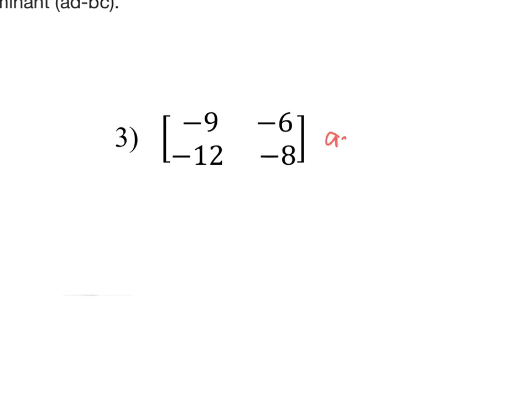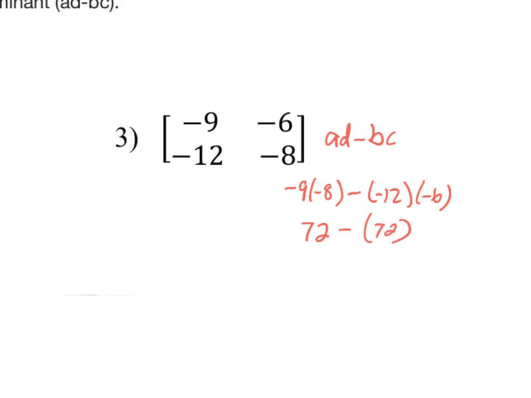Here, same thing. I'm going to do A times D minus B times C. So my majors are negative 8 times negative 9 minus negative 12 and negative 6. Negative 8 times negative 9 is positive 72 minus negative 12 times negative 6 is positive 72. So I get 72 minus 72. My determinant equals 0.